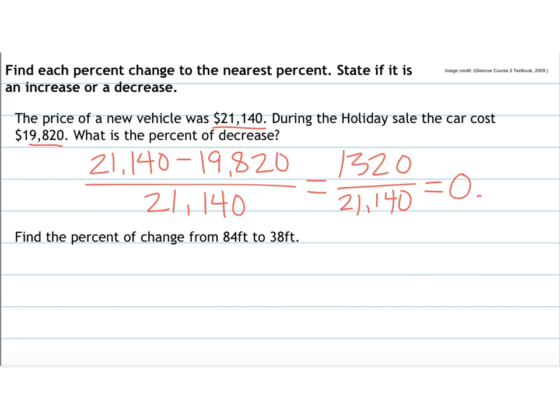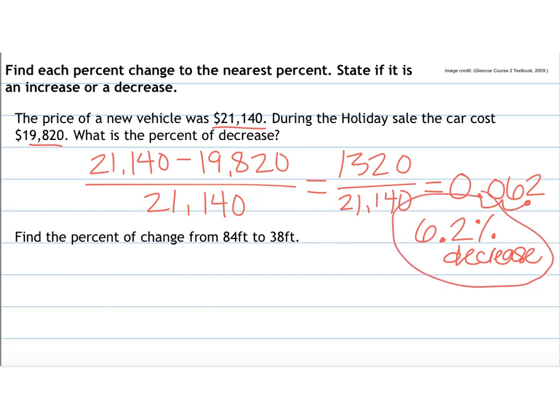And I get 0.062. So I have to change this to a percent by going over to the right 2. So I get 6.2% decrease because it went down. It went from 21,000 to 19,000, so it went down.